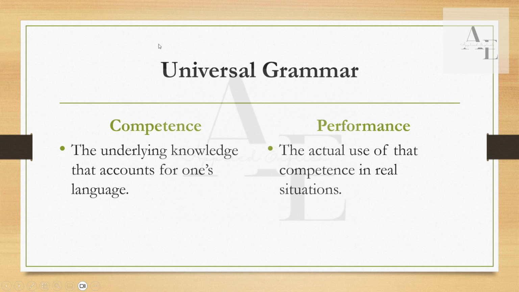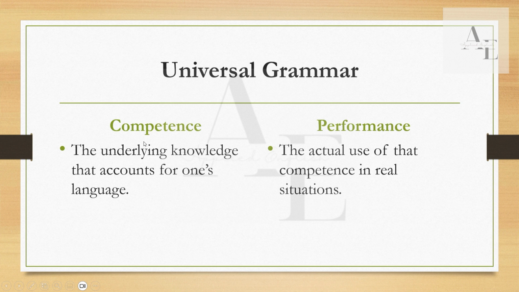So we have another theory now, which is universal grammar. We talked about it before. We said that it stems from a nativist view. It talks about the biological inheritance of the language, something in our system. But we have important terms that we haven't talked about before, which are competence and performance.